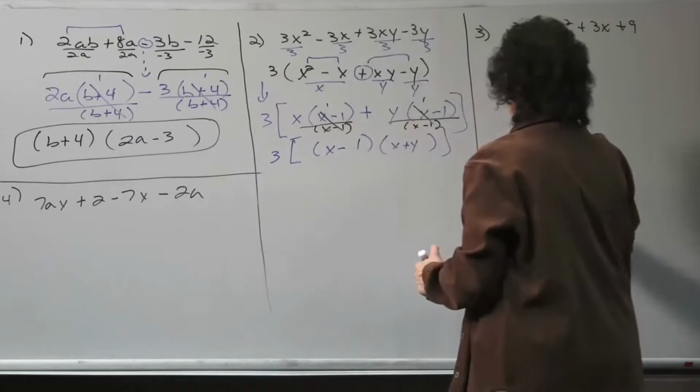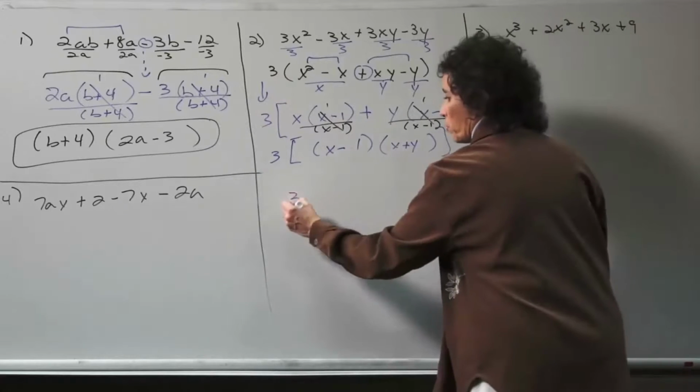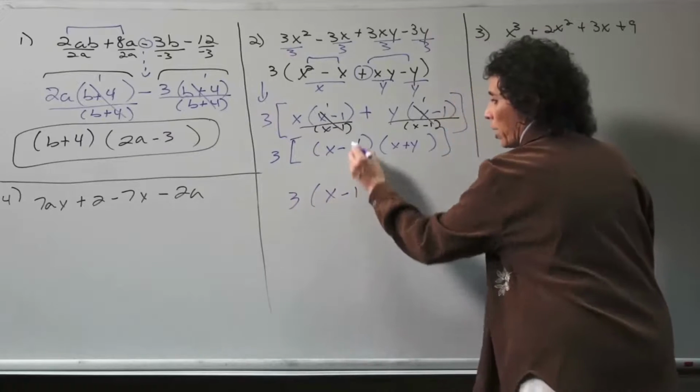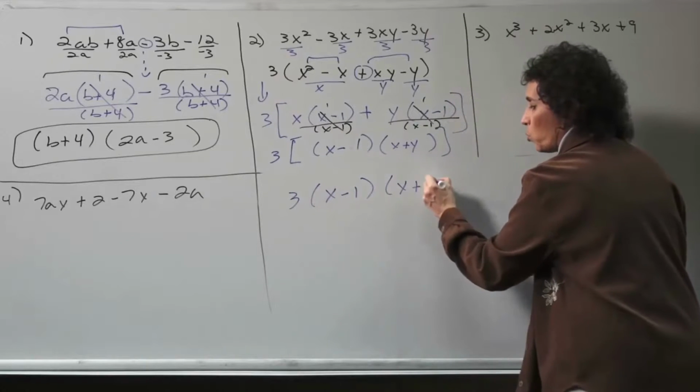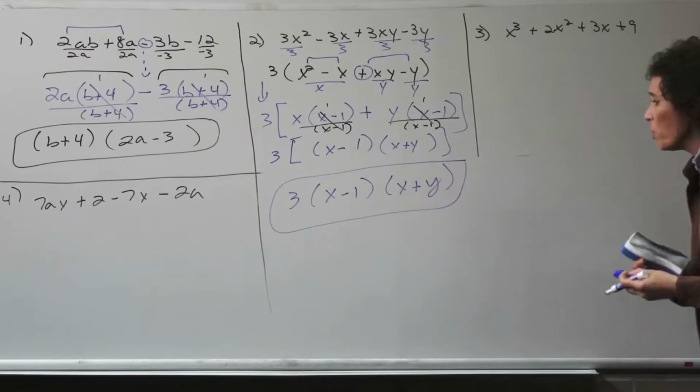Ready? Our final answer is, I'll get that smudge off the board for you, 3 times the quantity x minus 1 times the quantity x plus y. Do we really need that 3 outside? Well, you tell me what you think.